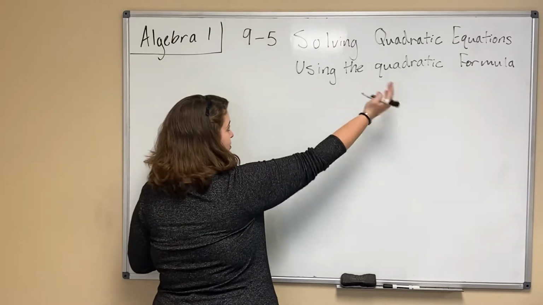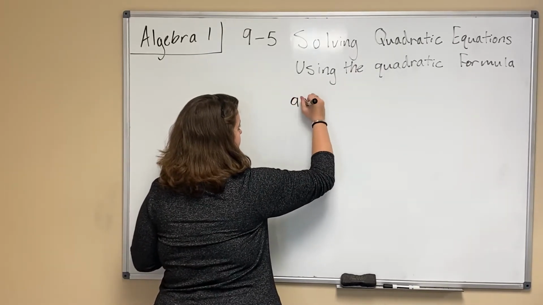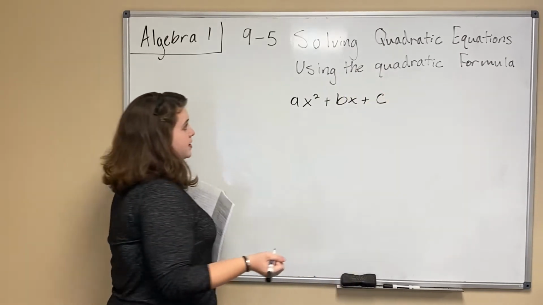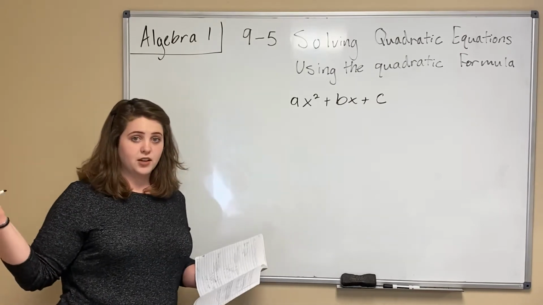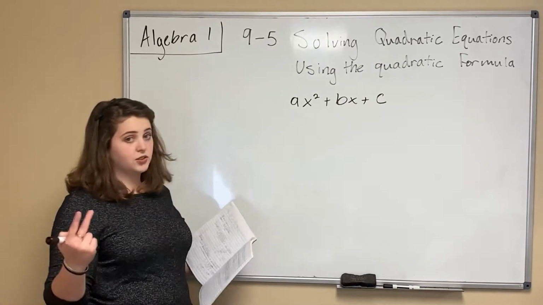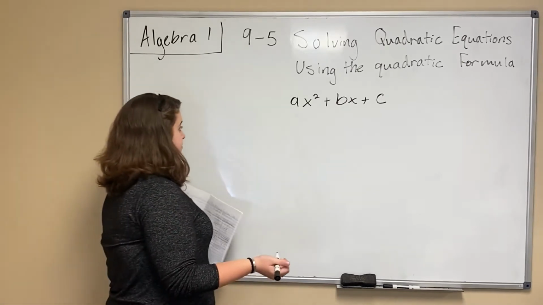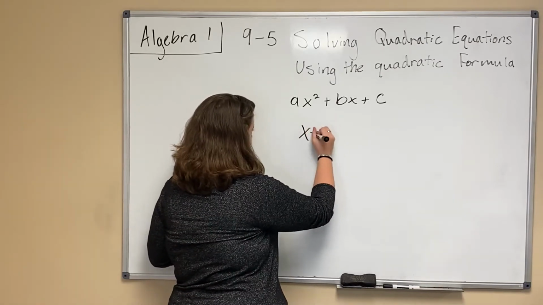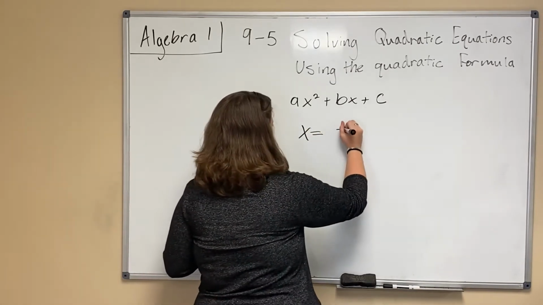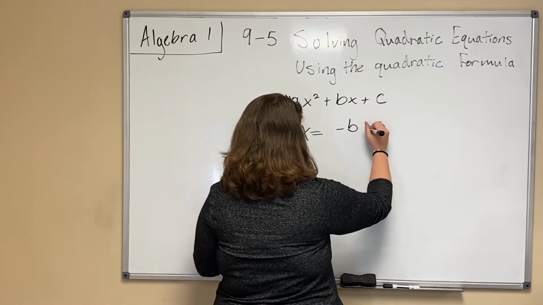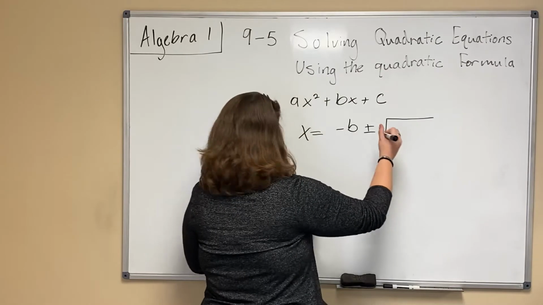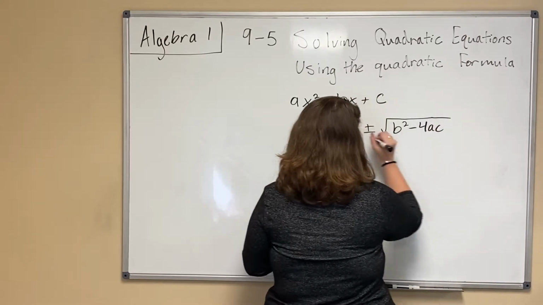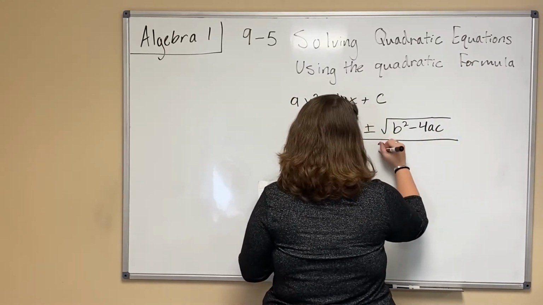Basically, we've been working with our quadratic equation, ax squared plus bx plus c, right? That's our quadratic equation. The quadratic formula is going to tell us our solutions to the equation. And it looks like this. x equals negative b plus or minus the square root of b squared minus 4ac over 2a.